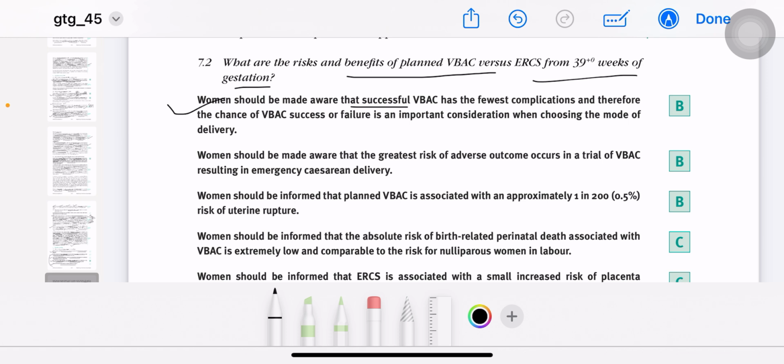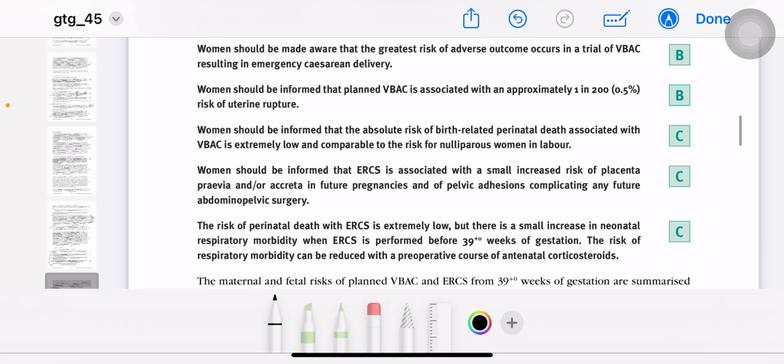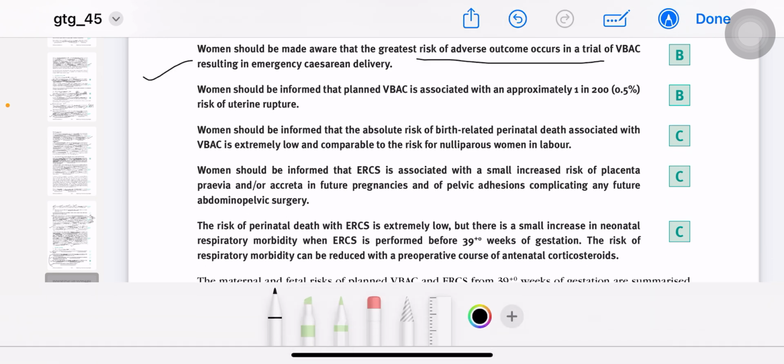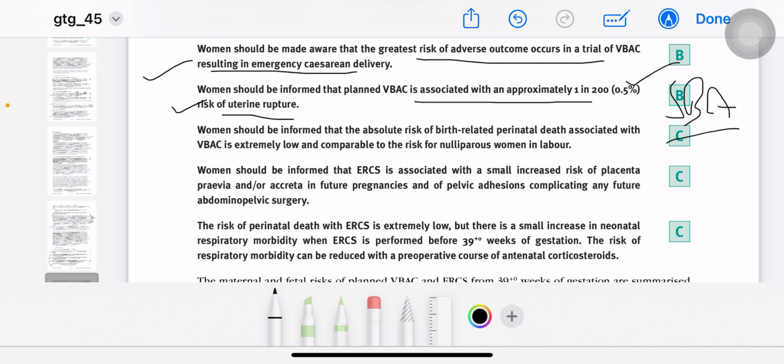Women should be made aware that successful VBAC has fewer complications, and therefore the chance of success or failure is an important consideration. Women should be aware that the greatest risk of adverse outcome in a trial of VBAC is resulting in emergency cesarean delivery. Women should be informed that planned VBAC carries approximately 1 in 200, 0.5% risk of rupture. This is one of your SBA. Sometimes this value is given as 1 in 200 and sometimes as 0.5%, so you have to memorize both.